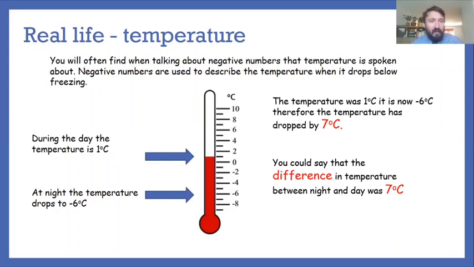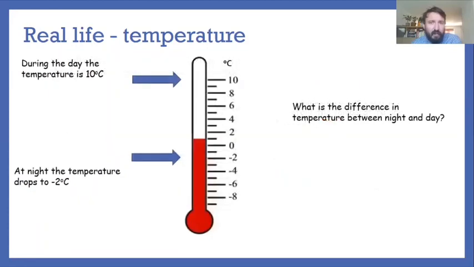So during the day, it is 1. During the night is -6. And then the difference between both of those numbers is 7 degrees. Nice and straightforward. Here we go. Question for you. Maybe pause the video, have a go, come back, and we'll look through the answers together. I'll just read it out to you. During the day, the temperature is 10 degrees. At night, the temperature drops to -2. What is the difference in temperature between night and day? Pause the video there, come back, and we will have a look at these together.